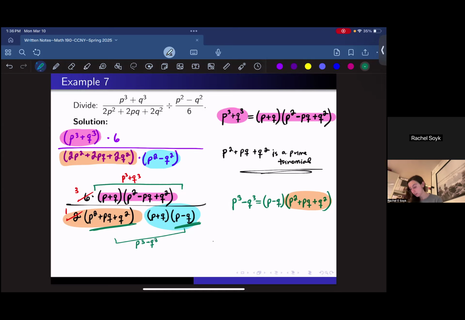And this ends up looking like 3 in parentheses, P to the third plus Q to the third, all over P to the third minus Q to the third. And we can't forget about that additional P plus Q. And we are done. So that completes example 7.